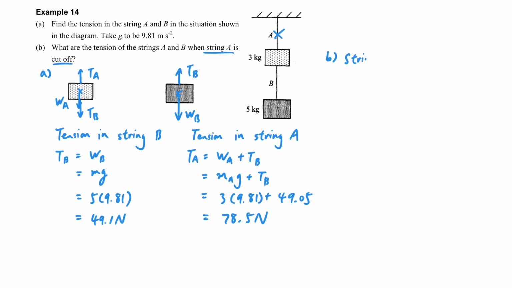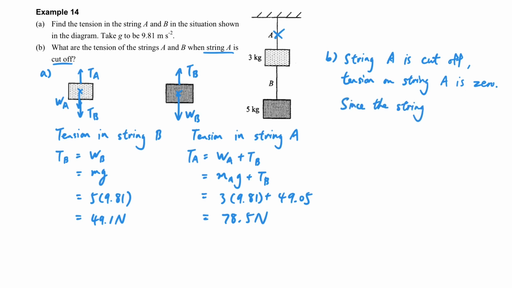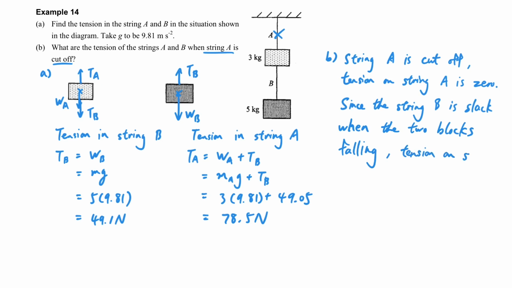What if the string A is cut off? What will we get in this case? If the string A is cut off, the tension on string A should be 0. This is what we expect. Since the string B is slack in that case, when the two blocks are falling down after the string A is cut off, the tension on string B will also be 0. So this is the way to solve this kind of problem.